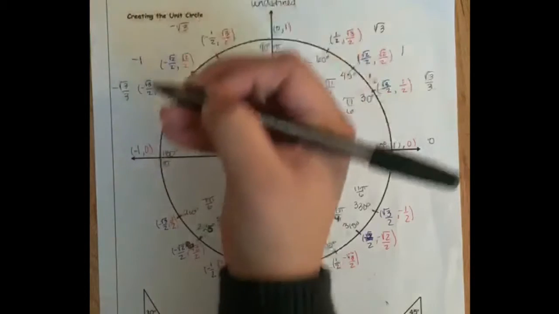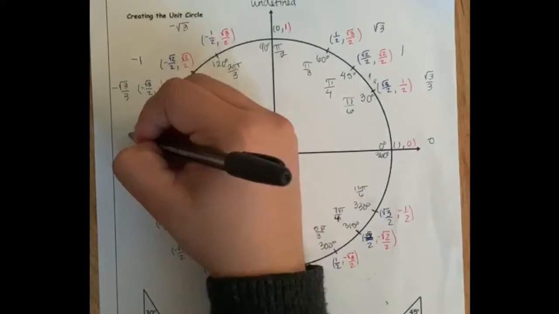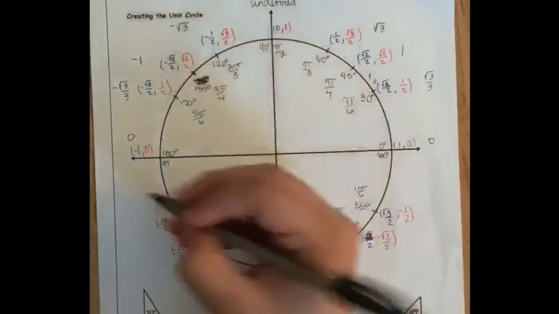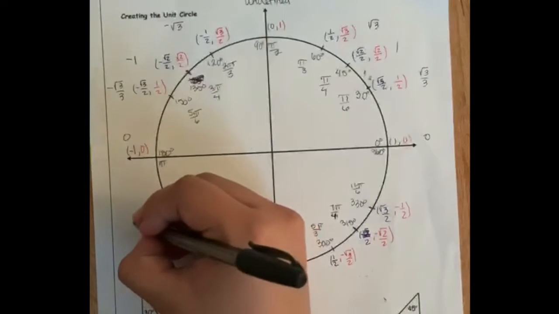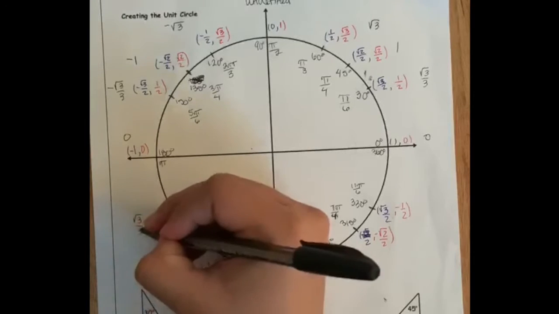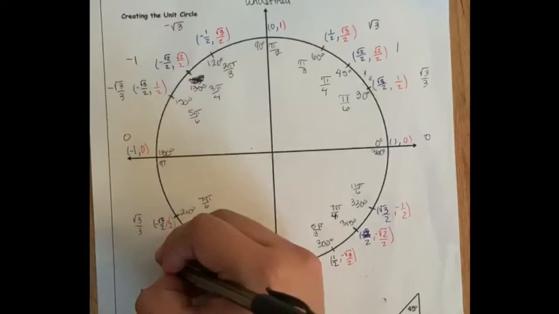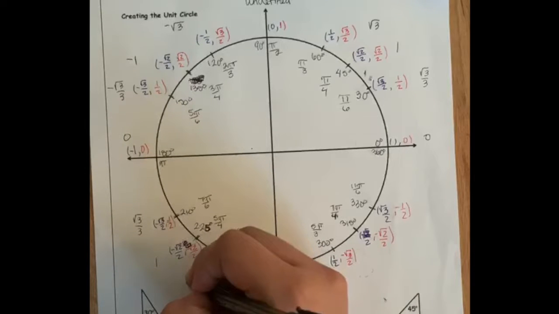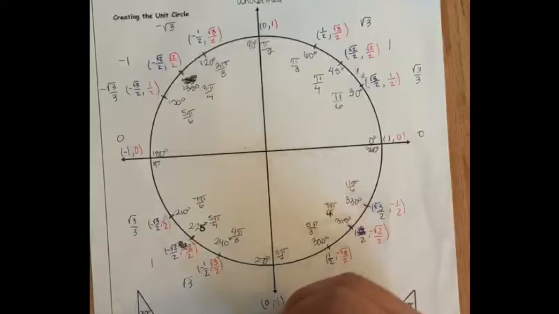Now for your third quadrant, both of your values, cosine and sine, are negative, so tangent turns out to be positive. Tan of 7 pi over 6 is root of 3 over 3. Tan of 5 pi over 4 is 1. And 4 pi over 3 is root of 3. Tan of 3 pi over 2 is undefined for the same reason that 0 cannot be the denominator.